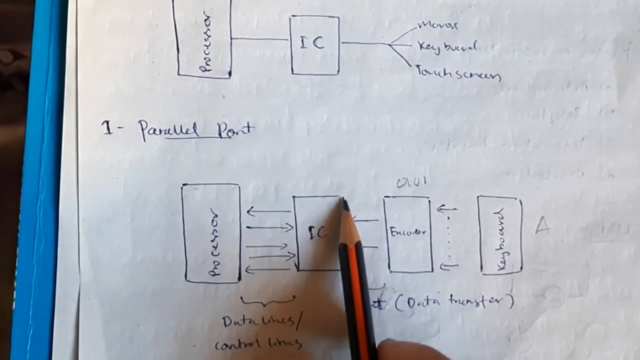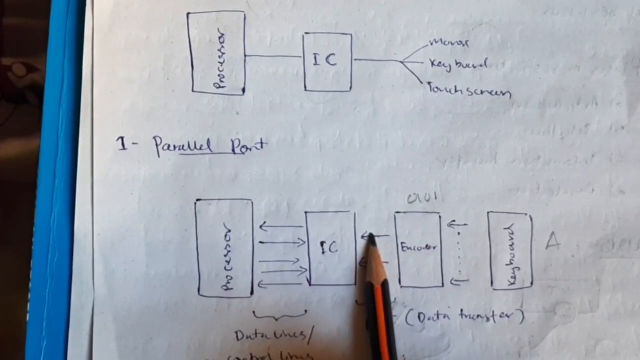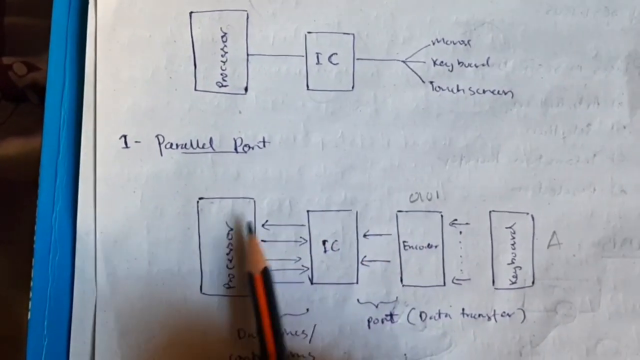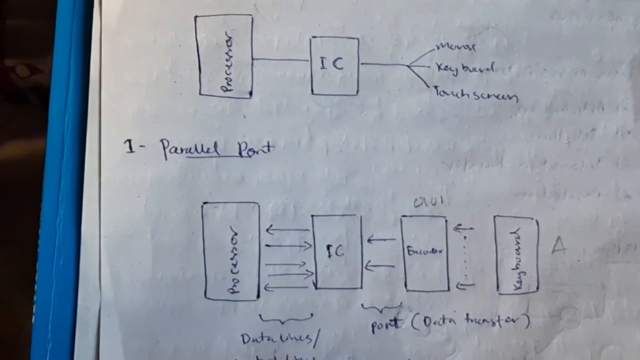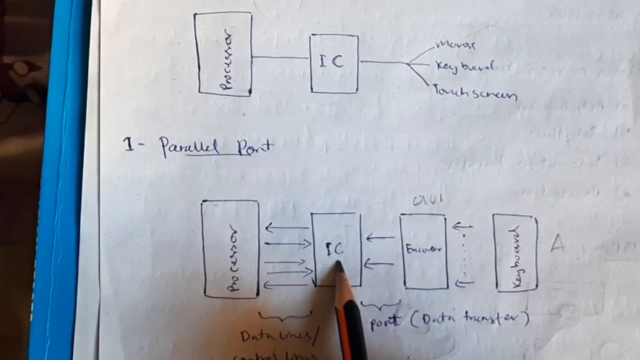You have to focus a lot on this. In the IC, what's the input coming? Input is coming from the keyboard, right? That's the input. What's the output? Output has the data line, control line and address lines. Remember, now we will go into further depth regarding this particular IC.